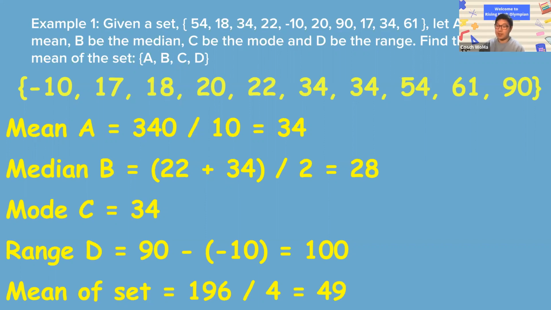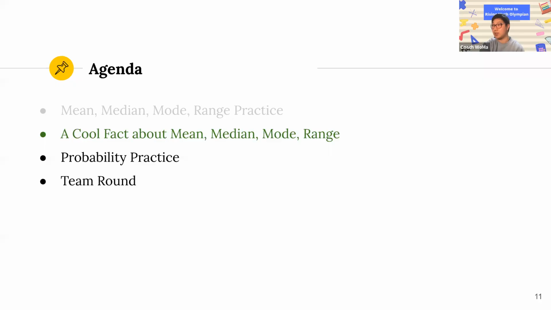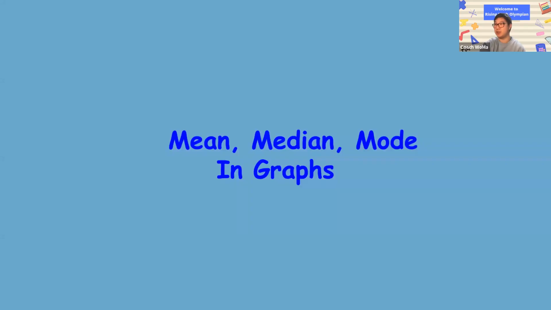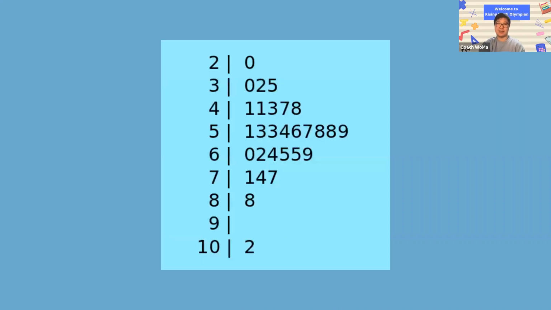And for the next part of this, what I wanted to do is give you a cool fact about mean, median, mode, range, because this is actually used in real life. And it might be like, why is this useful? It's actually more useful when we talk about graphs, or distributions is a better way of saying it. And what I mean by graphs are these kinds of graphs.